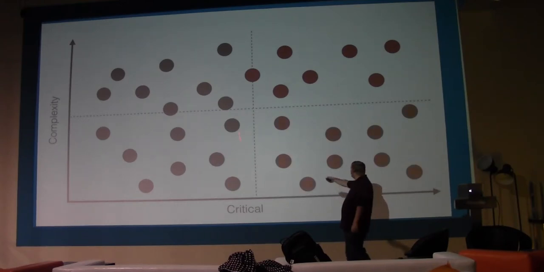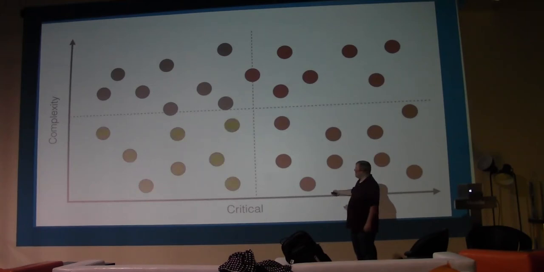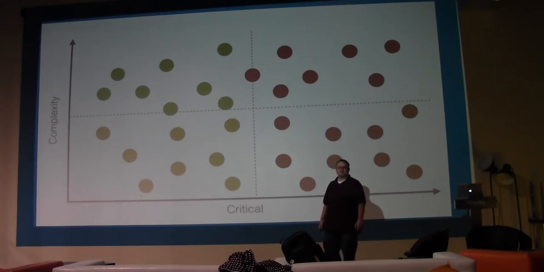The next set we want to work on are the things that are critical but maybe not as complex. And then you want to do the things that are less critical, less complex, and then these guys are your last tenants. Things that are really complex but might not be that critical.